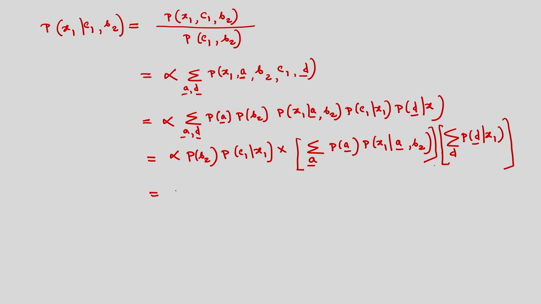So corresponding to this, or maybe equal to this, I can write the probability of B2, probability of C1 given X1 into probability of, now we have to consider all the components of the vector A. The components of the vector A are A1, A2, A3, A4. So that means corresponding to the variable A, I have 4 states. The states are A1, A2, A3, A4. These are the 4 states.